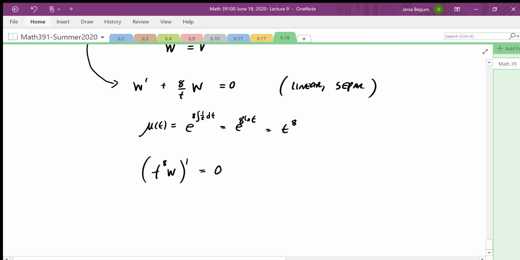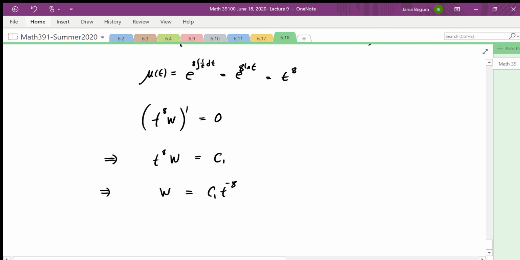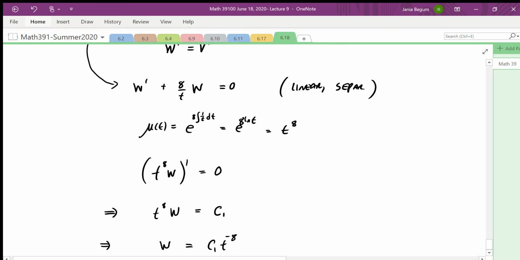And now we go ahead and integrate both sides. So we have the integral on the left side and on the right side, we have t to the 8 times w is equal to a constant. Let's call it C1. And then I can go ahead and divide by t to the 8 to solve for w. So we have w is equal to C1 t to the negative 8, because I divided and then I put it on top, which makes the negative power. And now, what is w? w was v prime. So let's go ahead and plug in.